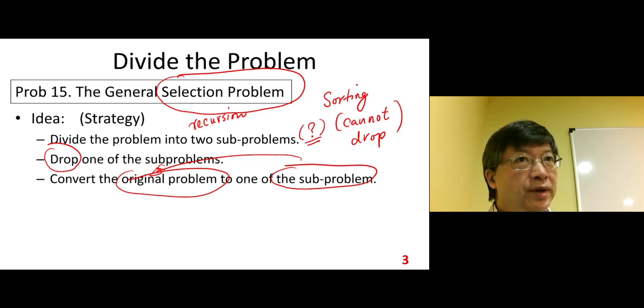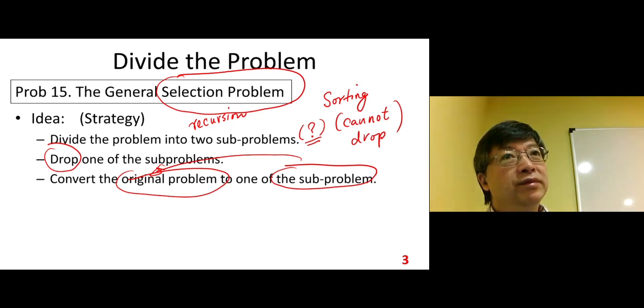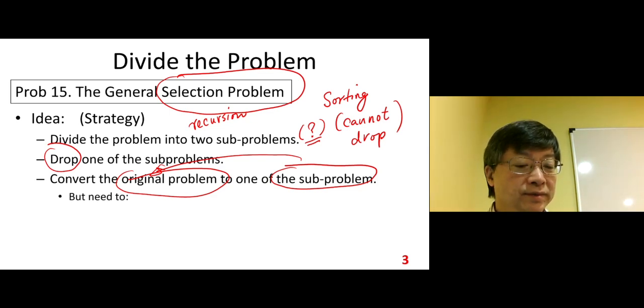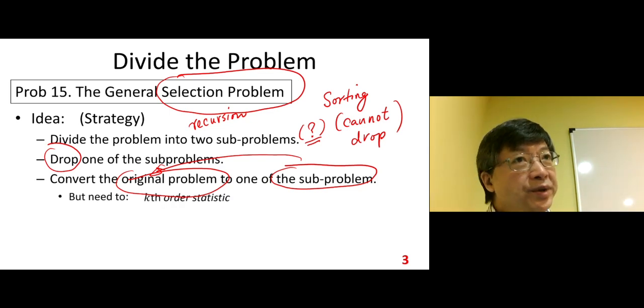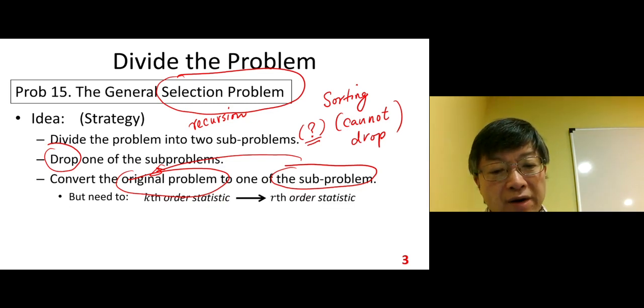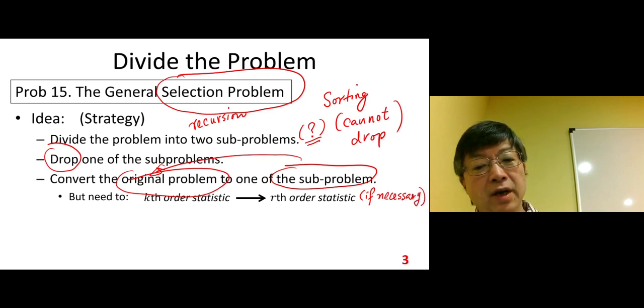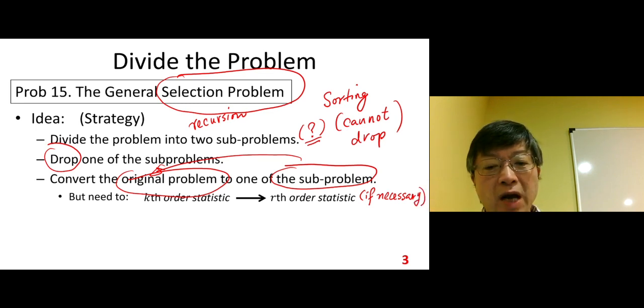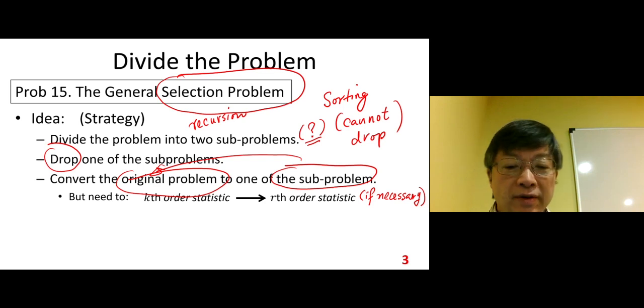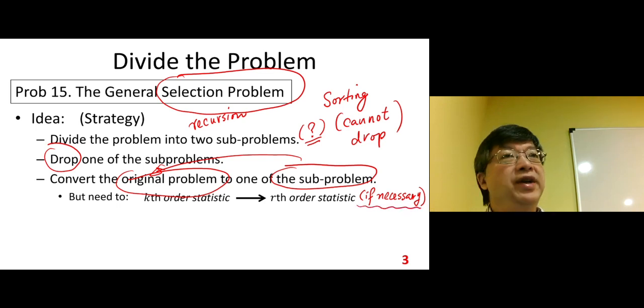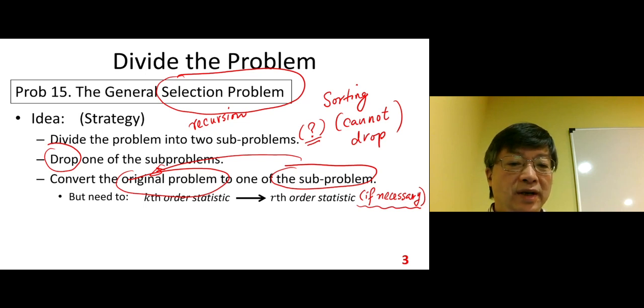What do we need to do if we want to do the conversion? So let's see. We need to convert the kth order statistic to the appropriate rth order statistic if necessary. Why is that? Because sometimes we need to convert, sometimes we do not need to convert. So here I put this if necessary.